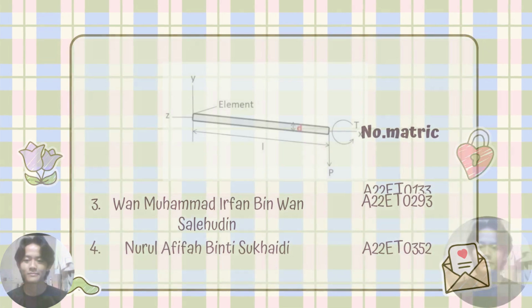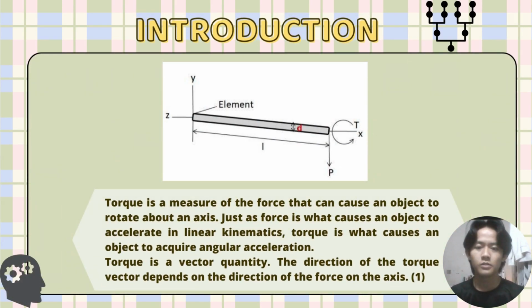We are from Group 1 and today we'll be presenting about Experiment 6, which is torsion of bar. For the introduction, the diagram shows that the torque is a measure of the force that can cause an object to rotate about an axis.